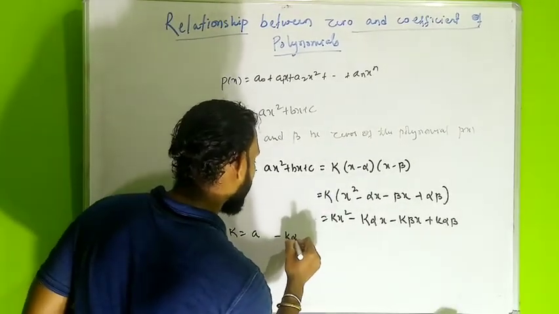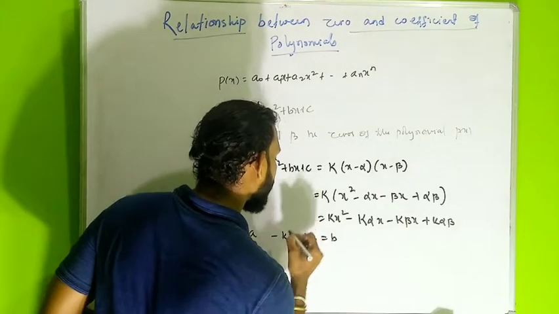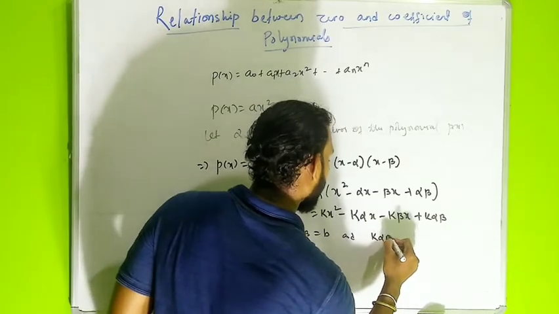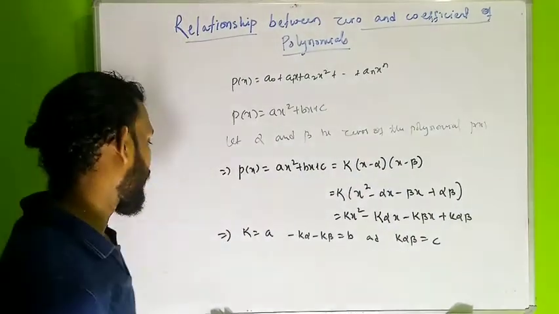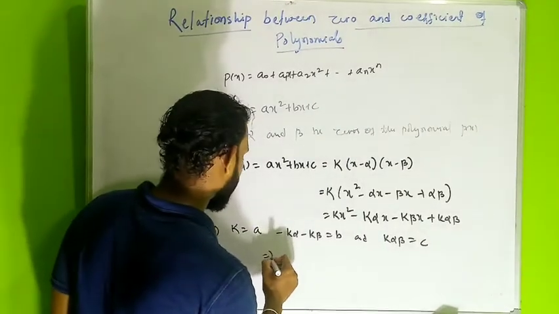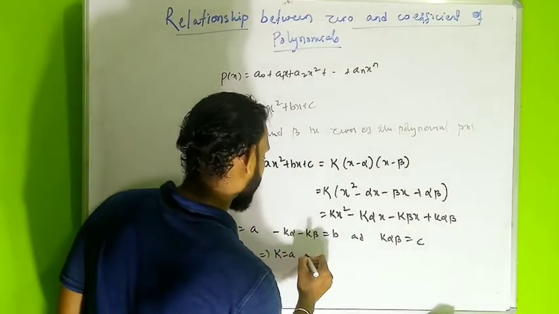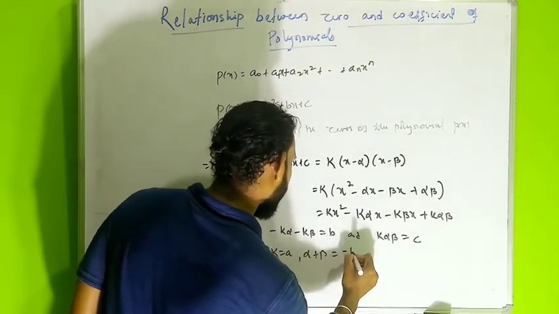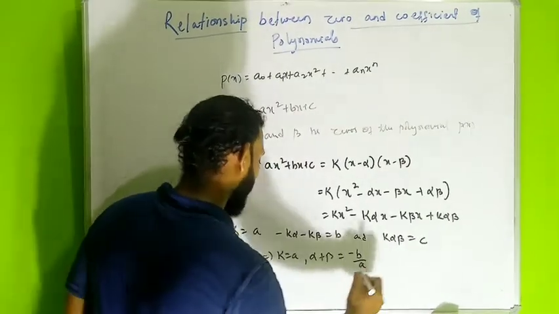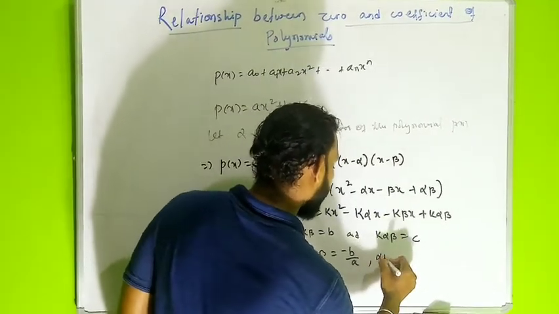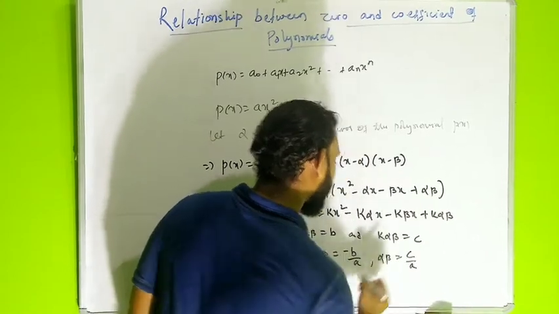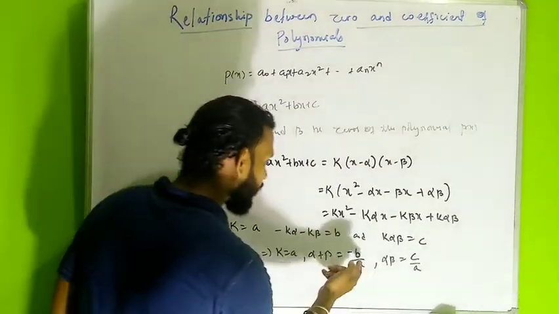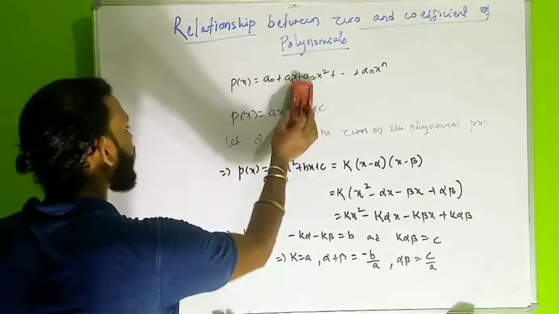Similarly, minus k alpha minus k beta is equals to b, and k alpha beta is equals to c. Okay, so this implies k is equals to a. That implies alpha plus beta is equals to minus b by a, and alpha into beta is equals to c by a. Okay, so then what is the relationship between the zeros and the coefficient of the polynomial, that is the quadratic polynomial? So let us consider that.